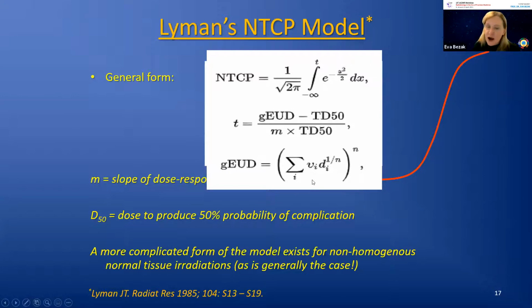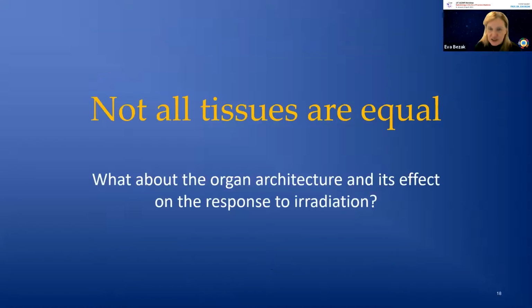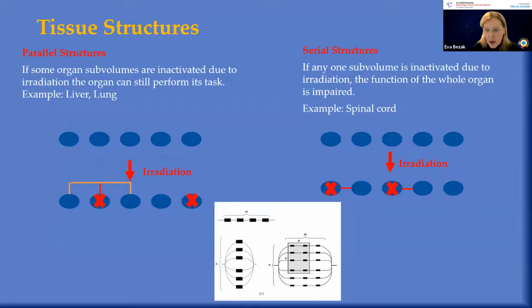meaning that some parts of the normal tissue, such as lung, may be receiving larger doses, and some parts of the normal tissues, again, such as lung, will be receiving lower doses. To make the matter even more complicated, not all tissues are equal. And one of the questions we could ask is, what about the organ architecture and its effect on the response to irradiation?